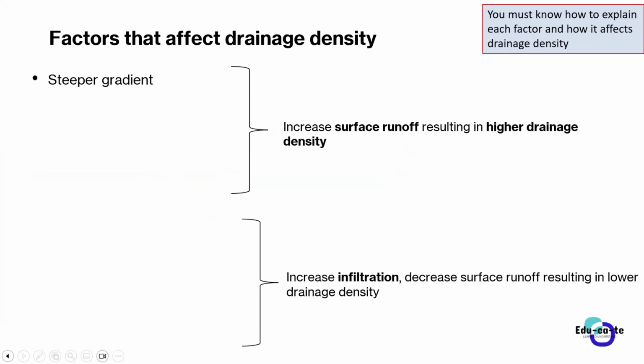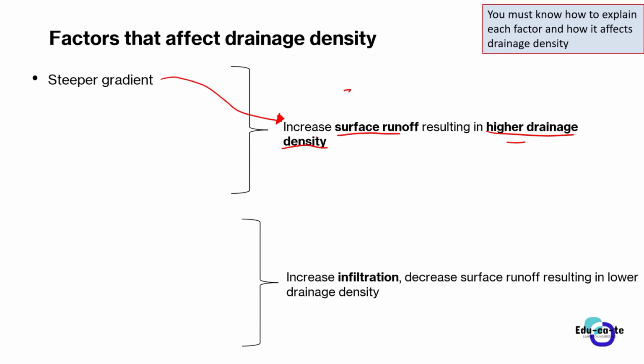We explained which factors actually cause more surface runoff. One of them, we say that we've got a steeper gradient. Remember we said that when water is flowing over a steeper gradient, there is more surface runoff, simply said. So a steeper gradient actually increases the surface runoff, resulting in a higher drainage density.